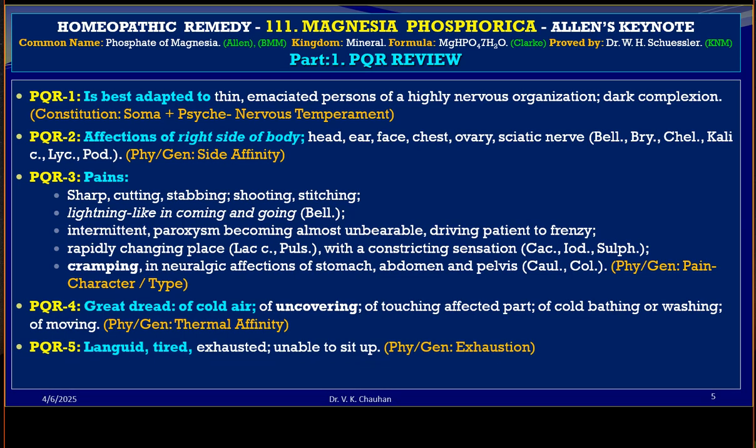PQR5 tells us about languid, tired, exhausted, unable to sit up. The patient is exhausted. So these people who are having a highly nervous, emotional state and their autonomic nervous system is at high tone, they get exhausted very easily. If they get exhausted, they reach a neurasthenic state where their nervous exhaustion is tremendous and they feel exhausted, tired, and they even find difficulty in sitting up.